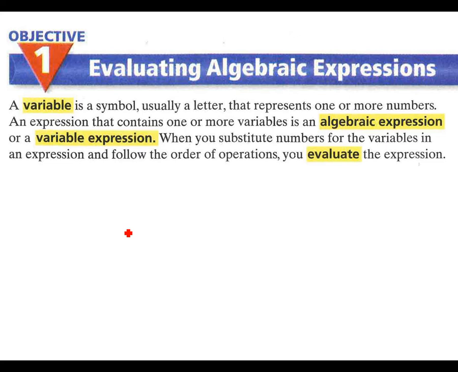A variable is a symbol, usually a letter, and we've used these a whole bunch: x, y, z. We remember these. That represents one or more numbers. So variable, a letter that stands for a number. And remember, it's a number we don't know. So a variable represents an unknown number, something that we don't know.